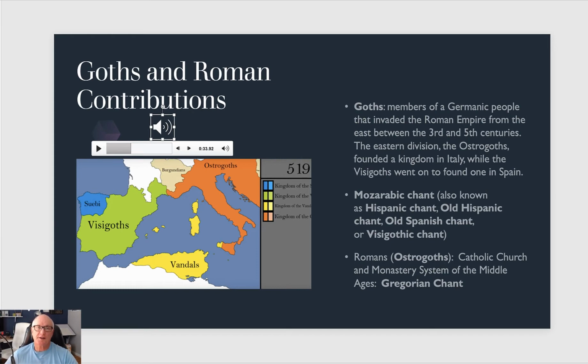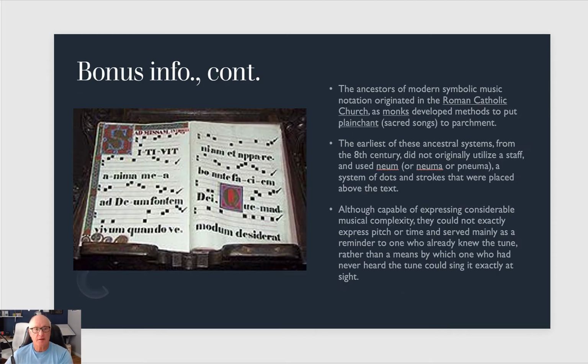That call and response is ancient and largely had African origins as far as we can tell in the history of world music. So it's interesting that that influences the shape and the form of the chant. Well, all of this needed to be written down, and so we have some bonus information here.